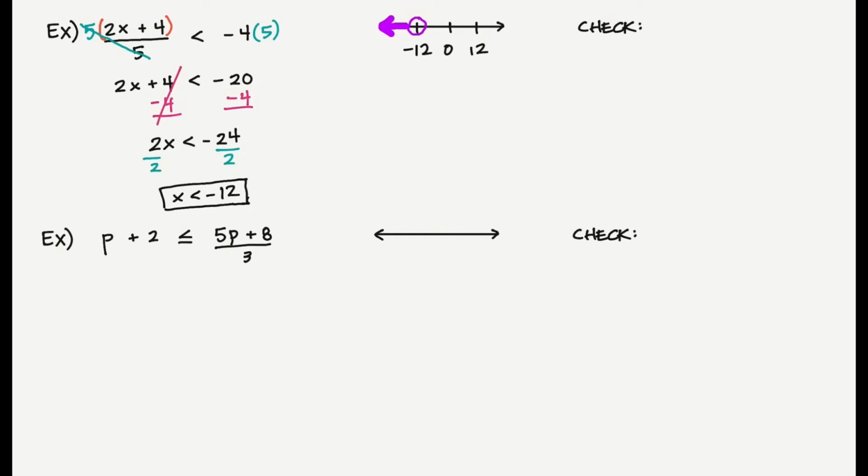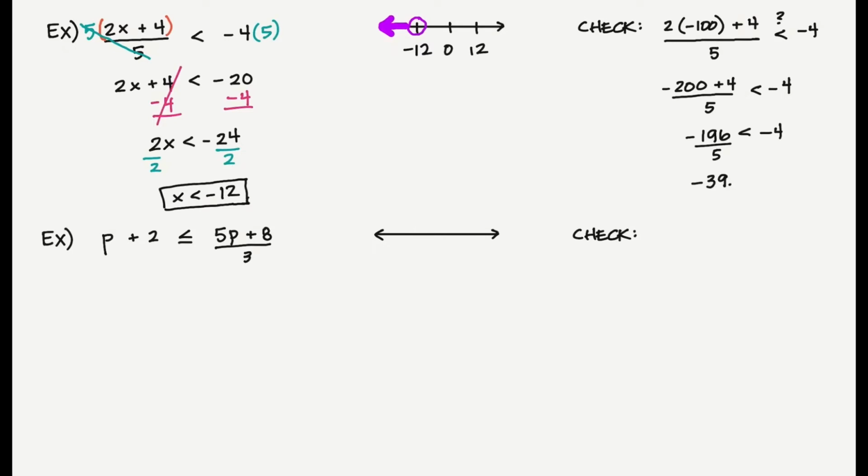I'm going to pick something really far on the left-hand side, like negative 100. Okay, let's plug that in. And I'm going to divide by 5, and then I'm checking to see if this is going to be less than negative 4. So 2 times negative 100 is negative 200, plus 4 divided by 5. Again, everything on top is locked in until it's simplified. So that's going to leave me with negative 196 divided by 5, and I want to see if that's less than -4. And this is going to be a decimal, which is fine, -39.2. And that is definitely smaller than -4, so it works out.